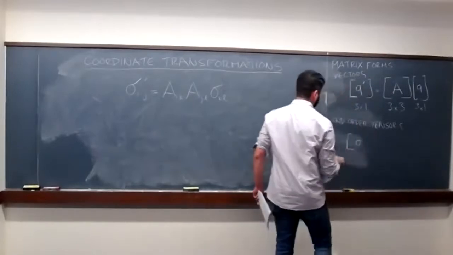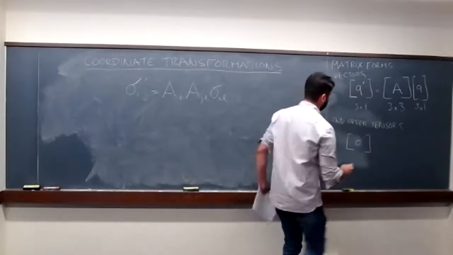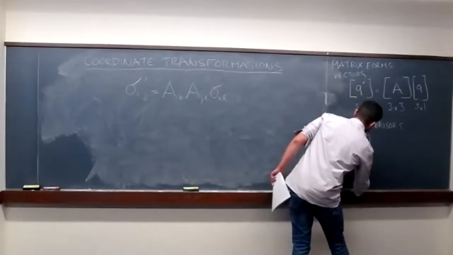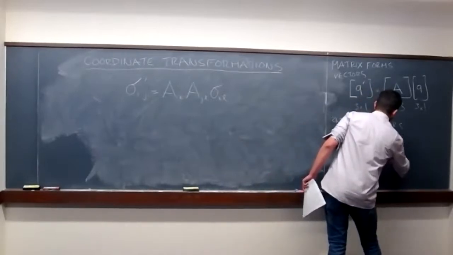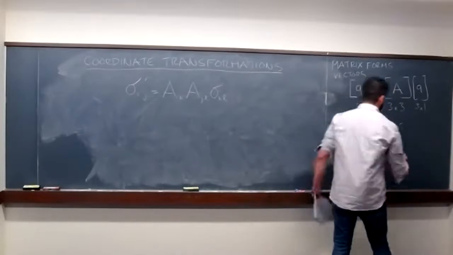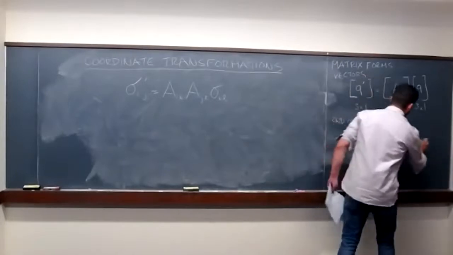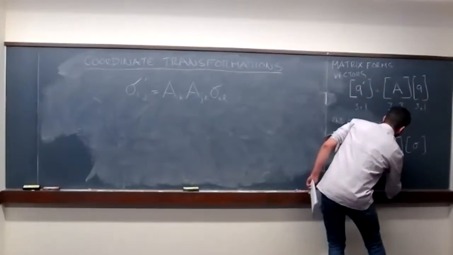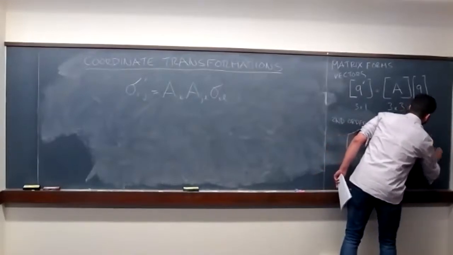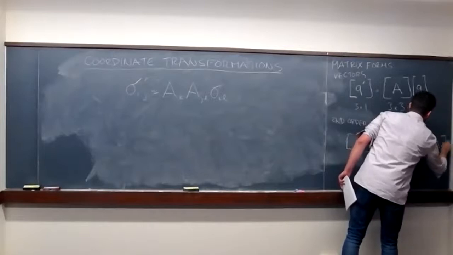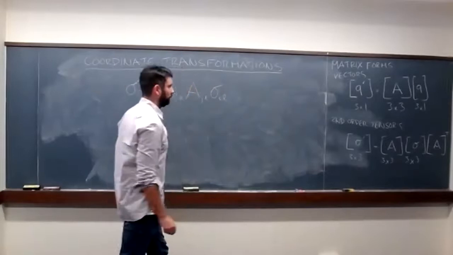So we've got our components of our stress tensor in the new frame, 3 by 3. We've got our coordinate transformation. We have our components in the old frame. And on the other side here, we have the transpose of our coordinate transformation.